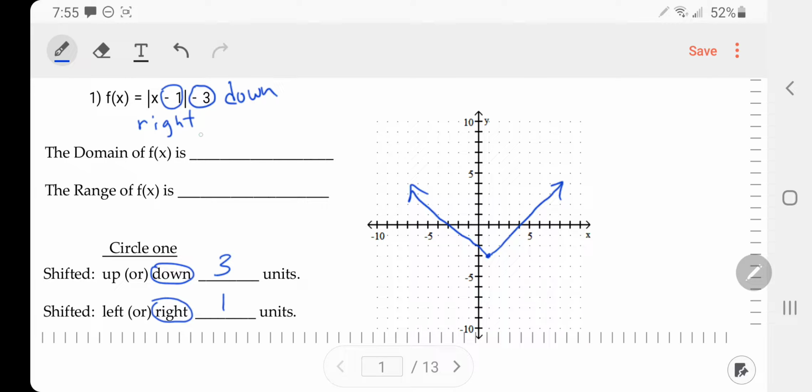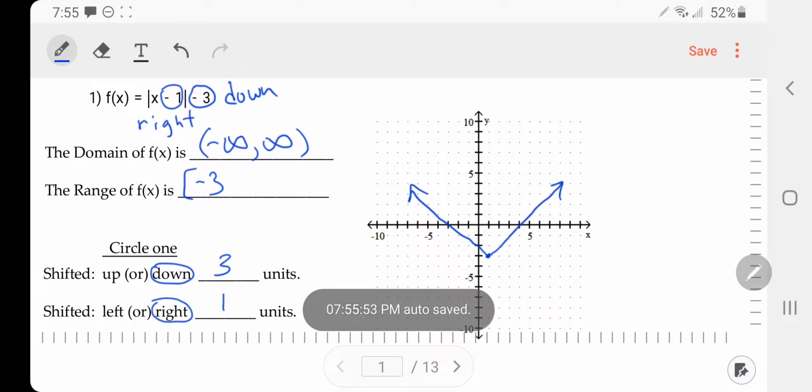So the domain is going to be all real numbers. In interval notation, that is -infinity to infinity. And the range, going from bottom to top, we can see the lowest that the graph ever gets to be is -3. And we use a bracket because -3 is included. And this graph will go up forever.